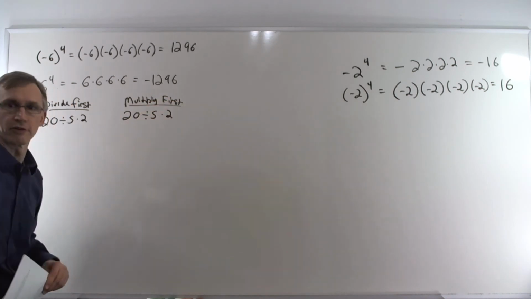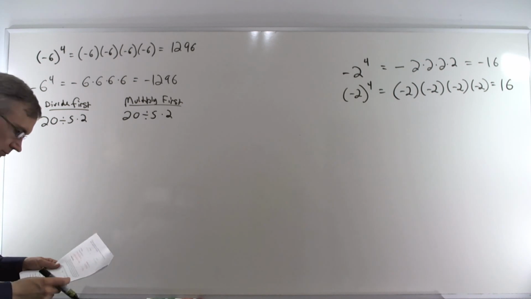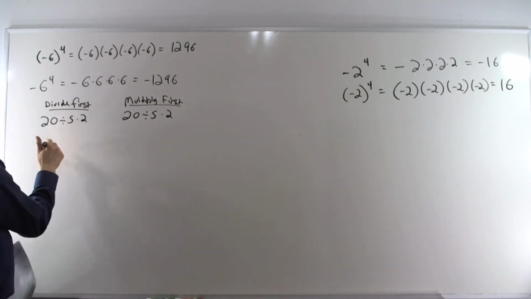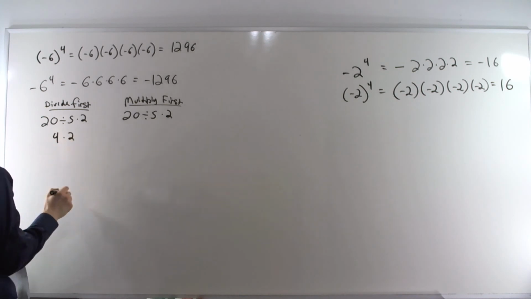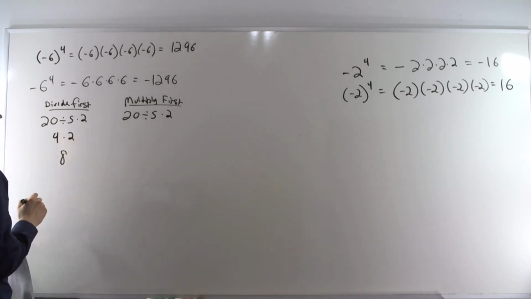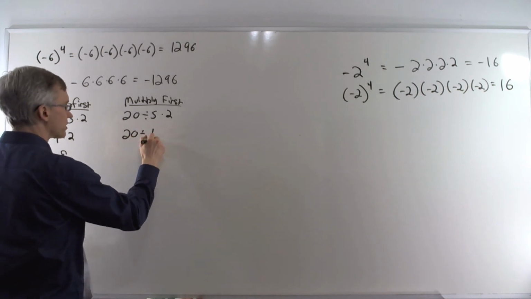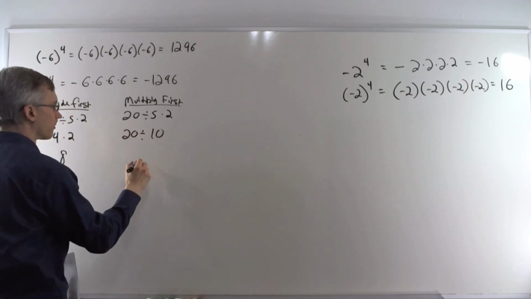And here, multiply first and see what you get. So if we divide first, 20 divided by 5 is 4. So we get 4 times 2. 4 times 2 is 8. If we multiply first, we get 20 divided by 5 times 2 is 10. 20 divided by 10 is 2.